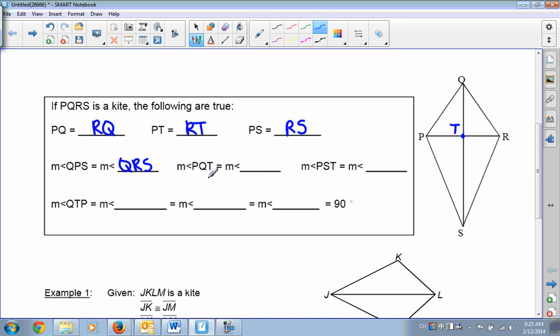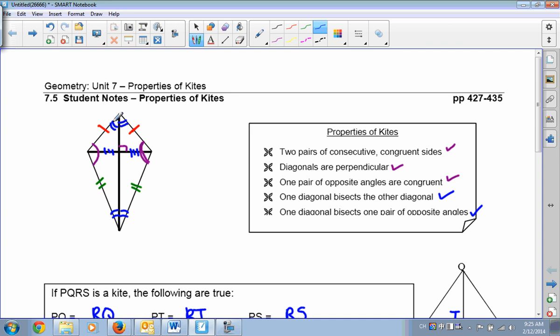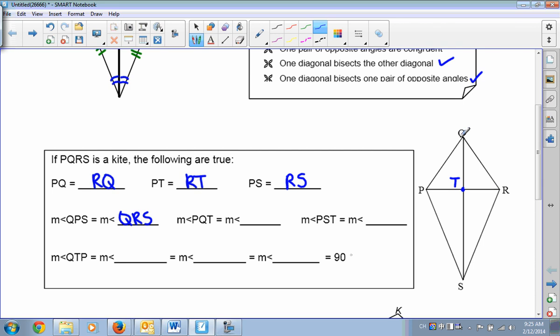Okay, the measure of angle PQT. So if you go back up here, that would be this angle here. What is that the same as? The one right next to it, right? RQT. Measure of angle RQT.